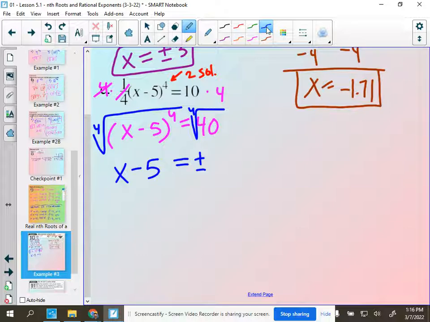I'm going to change my index to 4. So the fourth root of 40 is 2.51 if I round it.